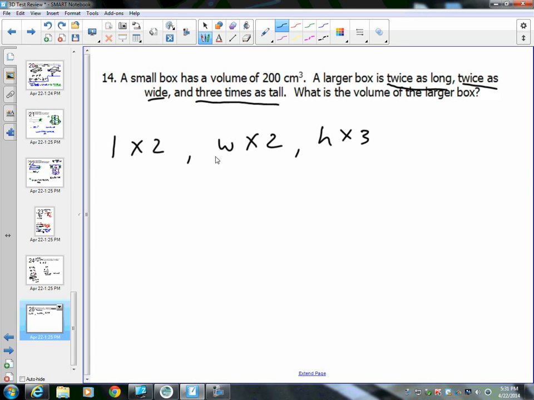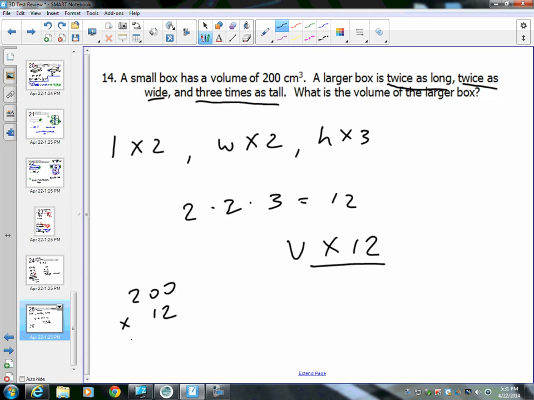Okay, so we can find the new volume by saying, well, if the length is twice as big, the width is twice as big, and the height is 3 times as big, multiply each multiplier. So 2 times 2 times 3. 2 times 2 is 4. 4 times 3 is 12. So the volume has to be 12 times larger. The original volume is 200. Multiply that by 12, and 12 times 200 is 2,400. And this would be centimeters cubed. This is our new volume.